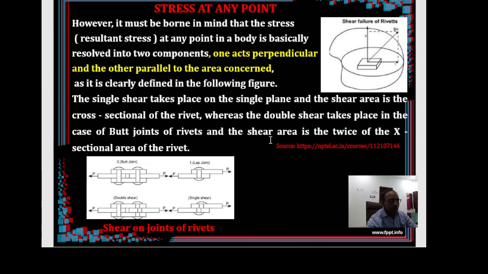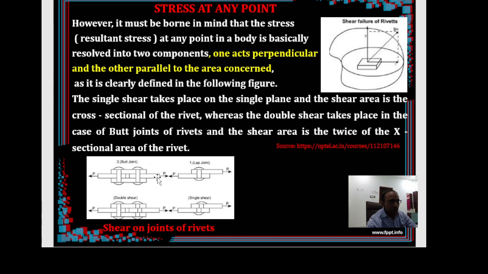And here is an important point. Finally, when you represent stress, at any point the stress is basically resolved into two directions. One is parallel to the area concerned and the other perpendicular to the area concerned. Just now we said that a stress acting parallel to the area concerned is called shear stress, and normal to the area concerned is called normal stress. So at any point, if you express any stress component, usually it is represented in two directions. One is in a direction parallel to the cross sectional area, another one is perpendicular to the cross sectional area concerned, right?